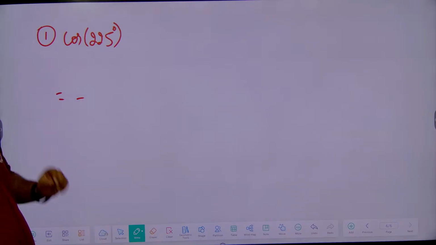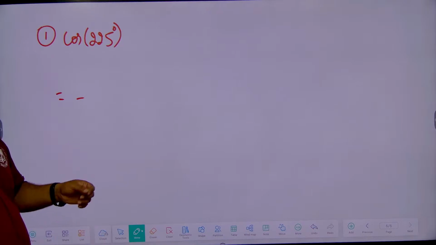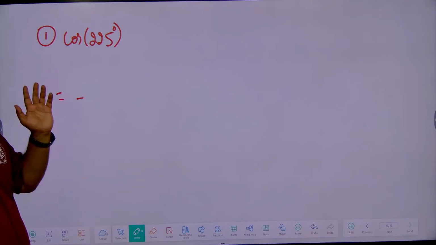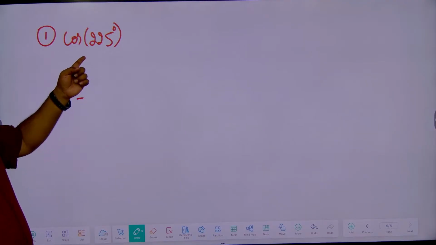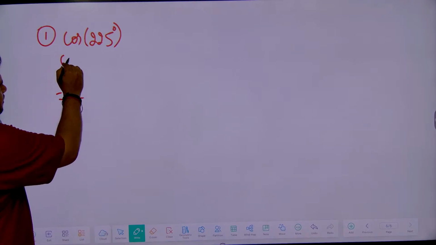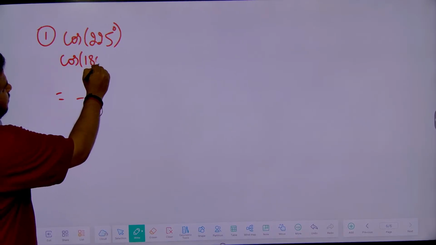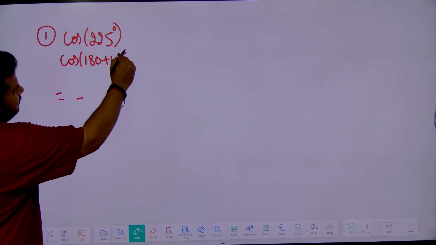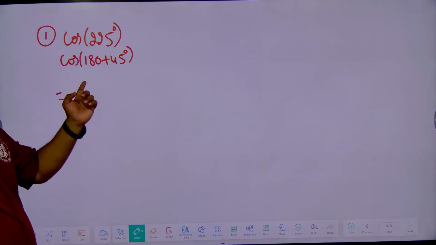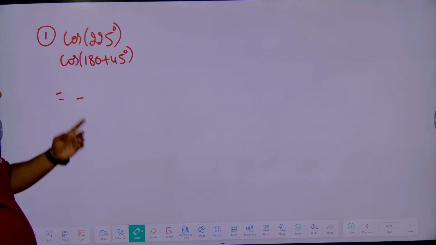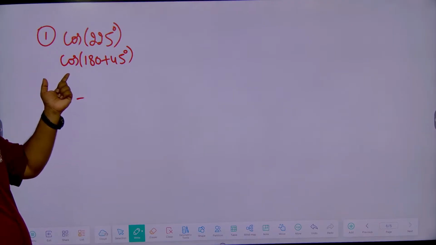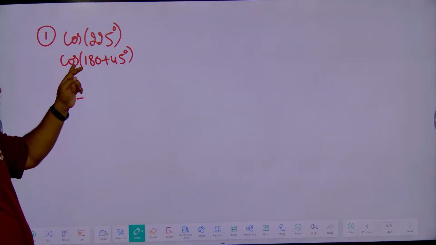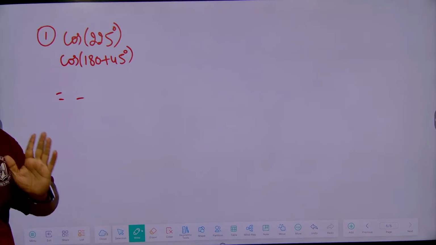Now 225 degree, I can use 90 degree also, I can use 180 degree also, or I can use a multiple of 90 degree, that is 270 degree also. So 225 degree, how can I write it? I can write it as cos of 180 plus 45 degree. Correct? Now look, 180 degree means it is pi, or I can write it as pi by 2 into 2. So 180 degree means it is an even multiple of pi by 2 or odd multiple?